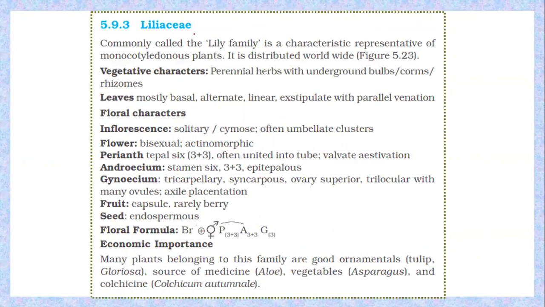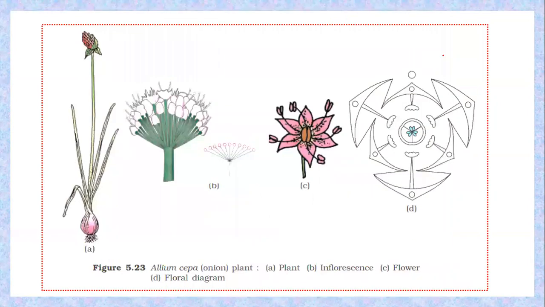The last family is the Liliaceae family. The vegetative characters are there. You have to study that it is actinomorphic, bisexual. Easily you can identify tepals 3 plus 3. Stamens epitepalous, they are connected. So this is the floral formula. The examples are important. Commonly asked are aloe, asparagus, and colchicum. So this is a diagram. Stay tuned and study this diagram, because this is what is given in the NCERT and can be a question for your exam as well.